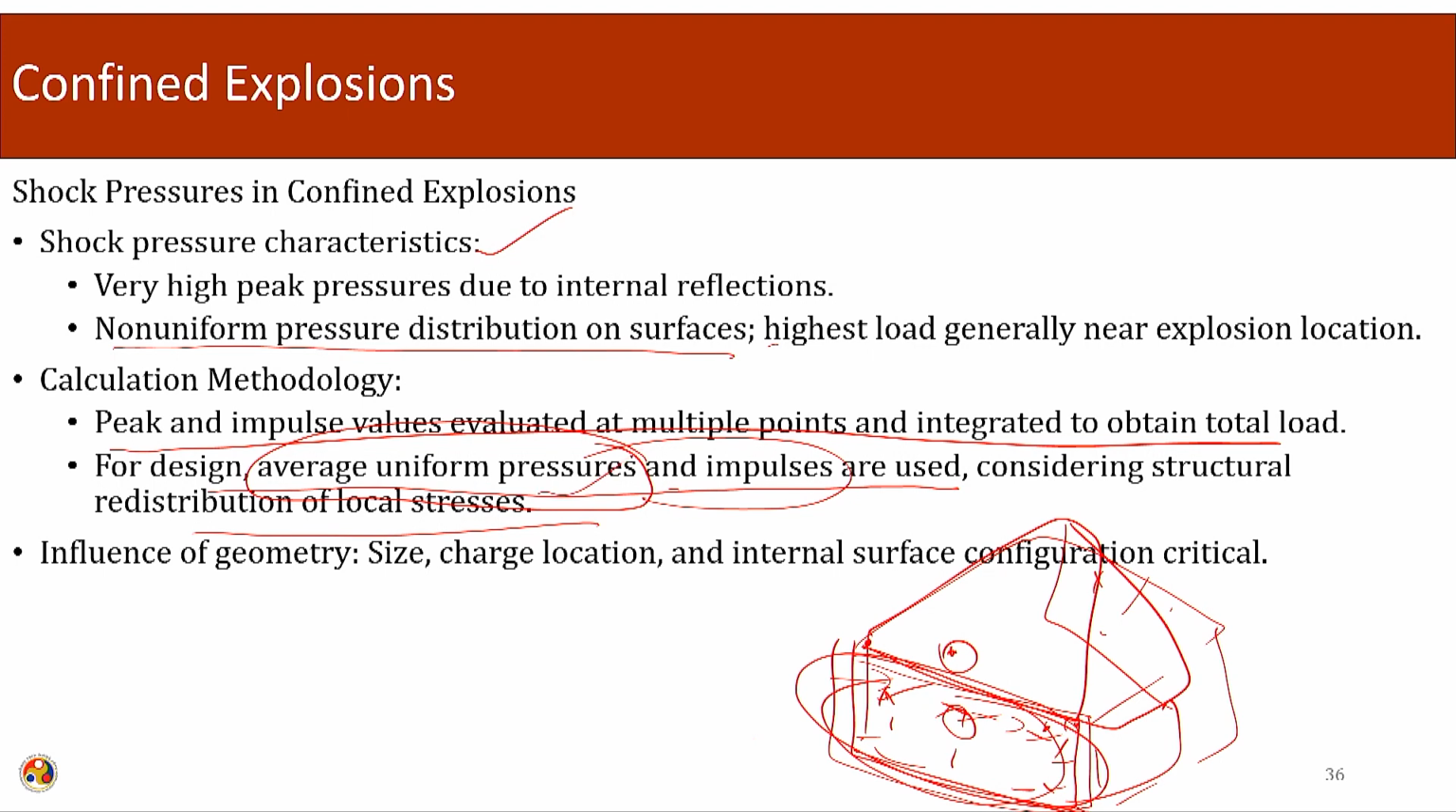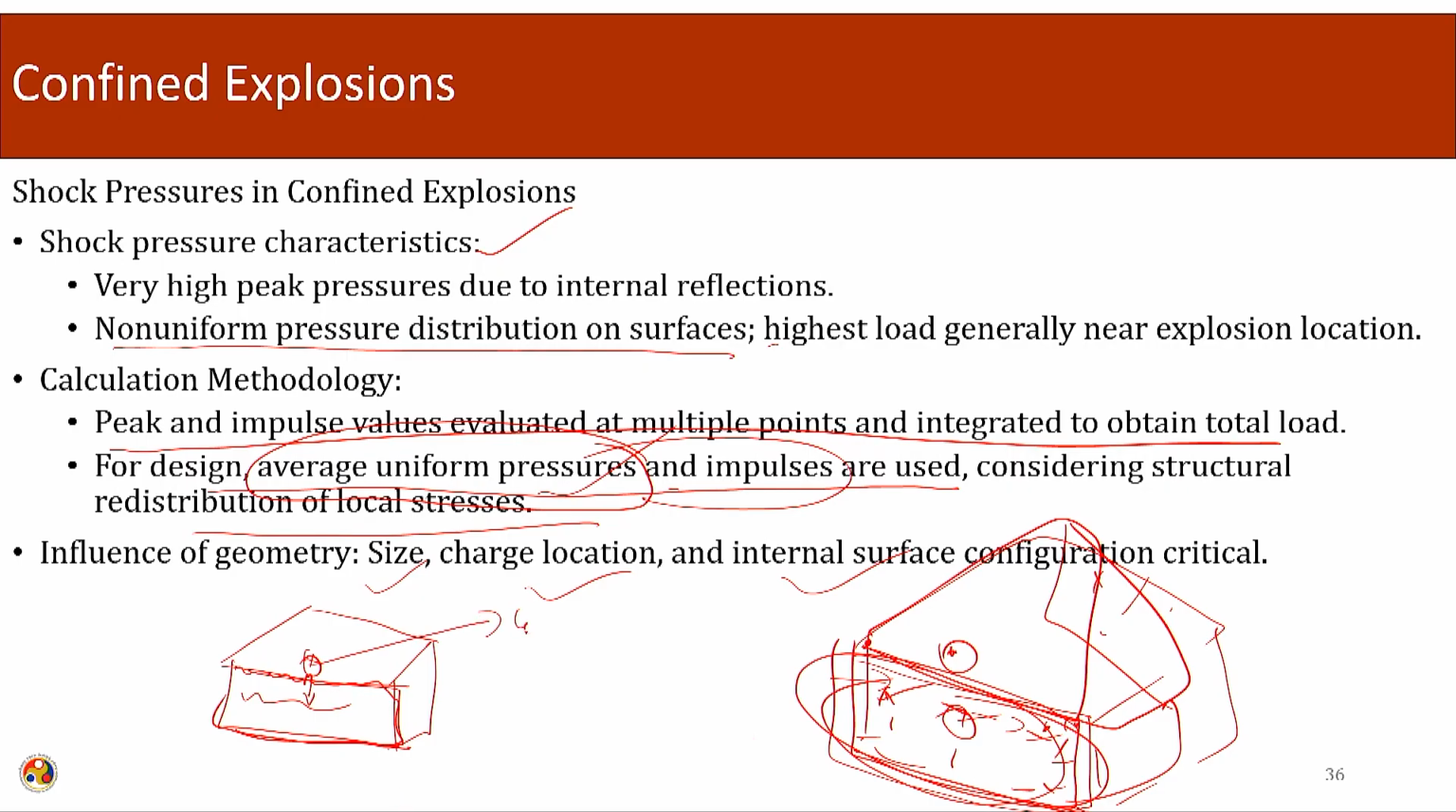Okay, and we design for the average uniform pressure. So the influence of the geometry, the size, charge location and the internal surface configuration, plays a critical role. The size of the structure, the location of the charge inside the structure, and the internal surface configuration. Two things come out here: how these things are oriented with respect to the blast loading, and how the internal surfaces, what type of material they are made of. All these things play a crucial role.